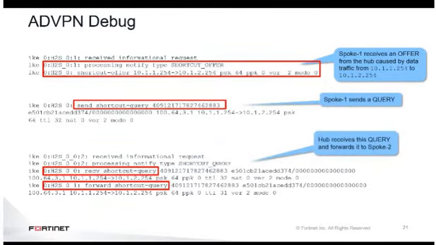If you run the IKE real-time debug during the negotiation of an ADVPN tunnel, you will see the exchange of all shortcuts. This slide shows an example of the output of the real-time debug. You can see that Spoke 1 receives an offer from the hub because of the data traffic from Spoke 1 to Spoke 2. Spoke 1 sends a shortcut query, and the hub receives this shortcut query and forwards it to Spoke 2.